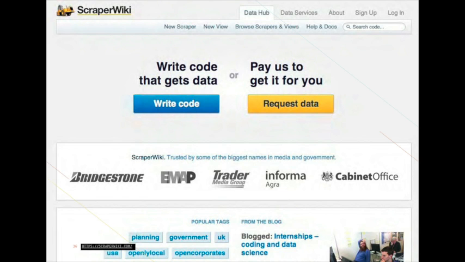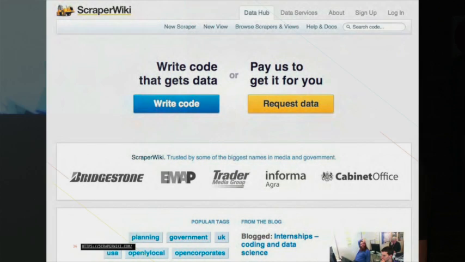Another tool is called Scraper Wiki. It's a platform to connect people who need data and people who have the skills to retrieve and extract that data.